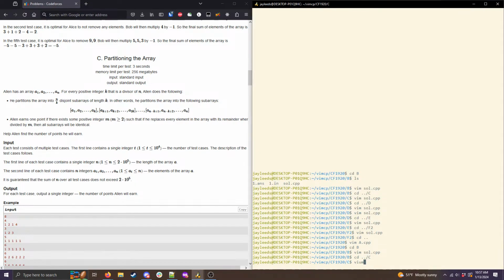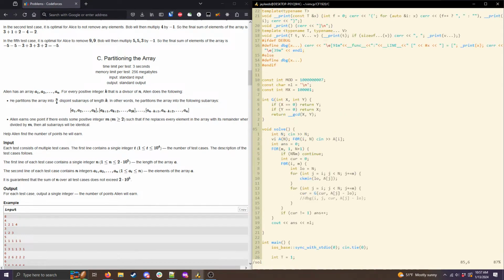So let's look at the code real quick. What I'm going to do is I actually abuse notation, I use m to refer to k. But for each value of k, excluding the ones that aren't divisors, I iterate over each position in our subarray. And then for each position, I take low to be the minimum value among the first element of each subarray, the second element of each subarray, or whatever. And then I take this lowest one, and I take our current value to be the GCD of itself and our value minus low.